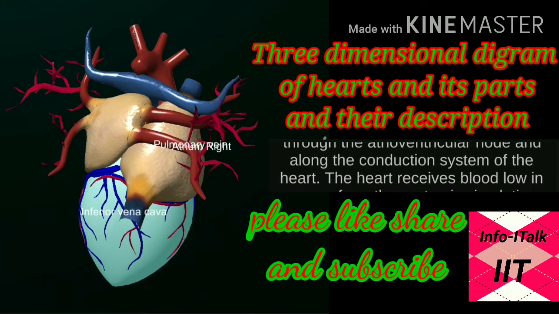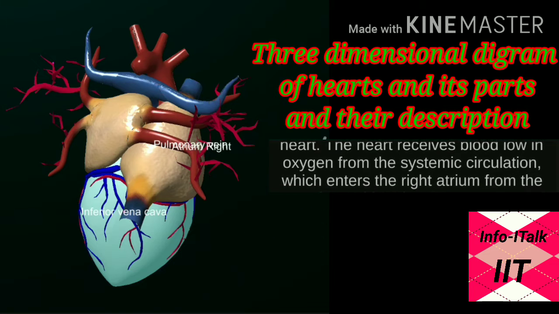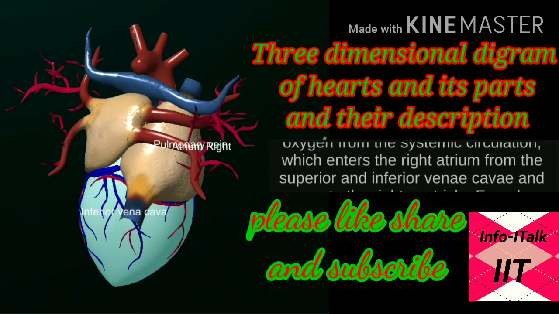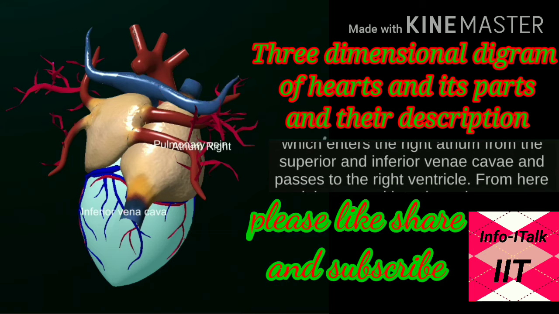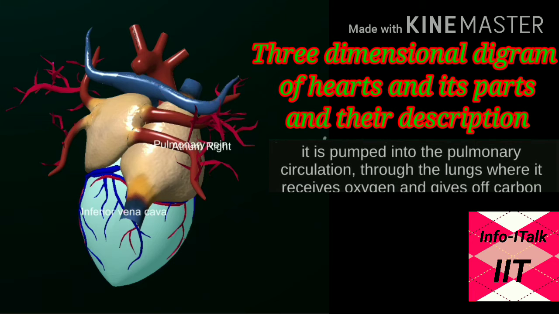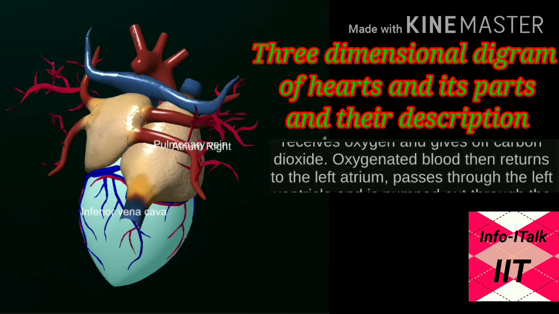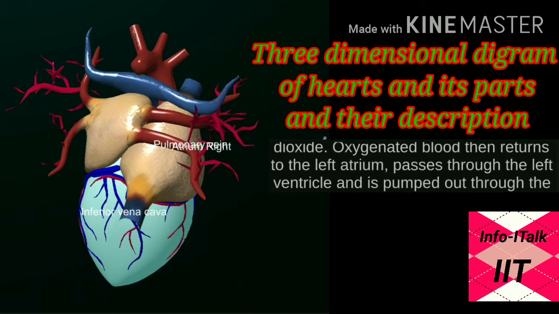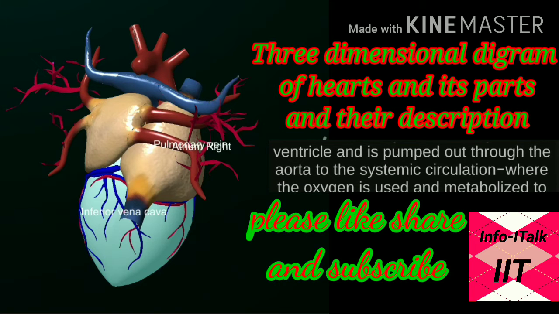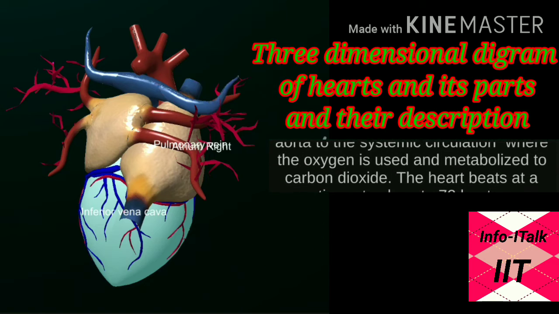The heart receives blood low in oxygen from the systemic circulation, which enters the right atrium from the superior and inferior vena cava and passes to the right ventricle. From here it is pumped into the pulmonary circulation through the lungs where it receives oxygen and gives off carbon dioxide. Oxygenated blood then returns to the left atrium, passes through the left ventricle and is pumped out through the aorta to the systemic circulation, where the oxygen is used and metabolized to carbon dioxide.